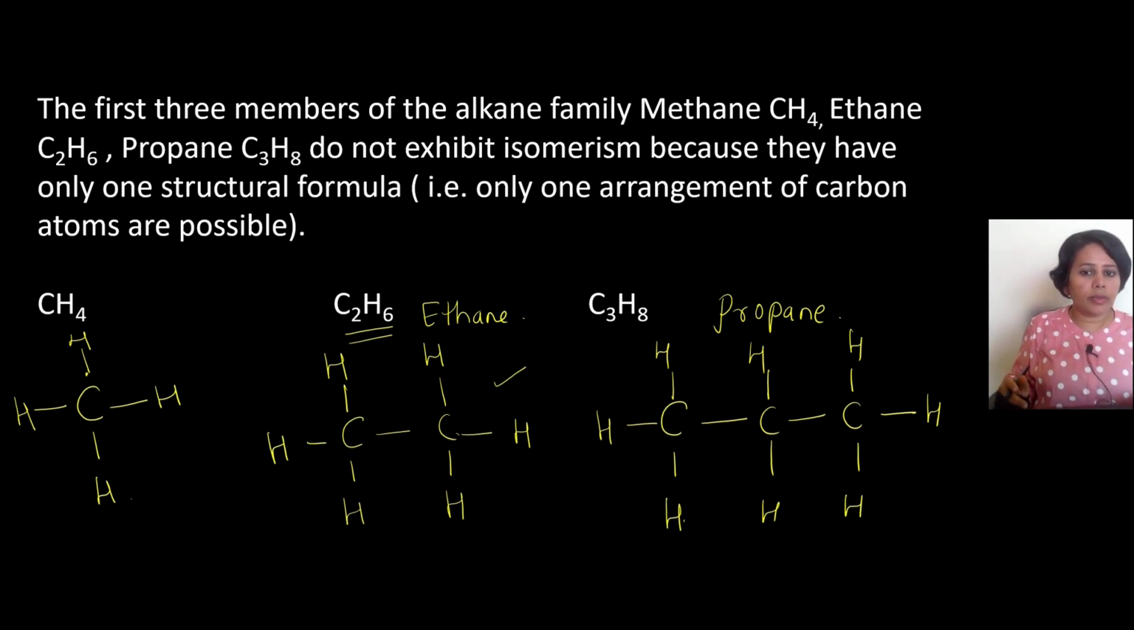It will also have the same structure. We cannot make another structure. So it will not show any isomerism. So the first three members of the alkane series, methane, ethane and propane, will not show any isomerism. We will not get any isomers for these first three members of the alkanes because they have the same arrangement of carbon atoms.